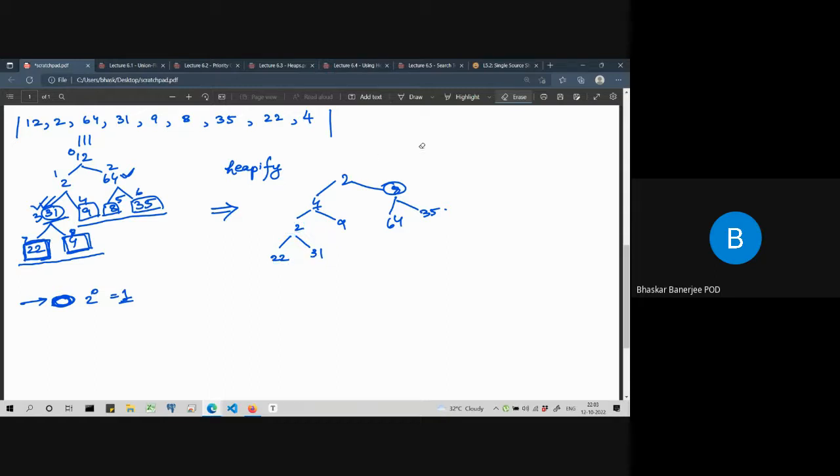This is my final heap. So you see 2, 4, 8, 12, 9, 31, 22, 64, 35. Right? So you see 22, 31, 12 is lesser; 12 and 9, 4 is lesser; 64, 35, 8 is lesser; 4 and 8, 2 is lesser. So this is a proper min heap.